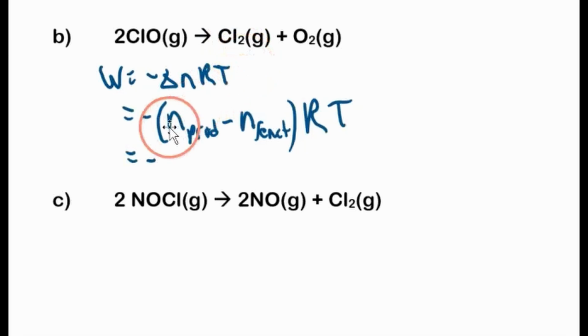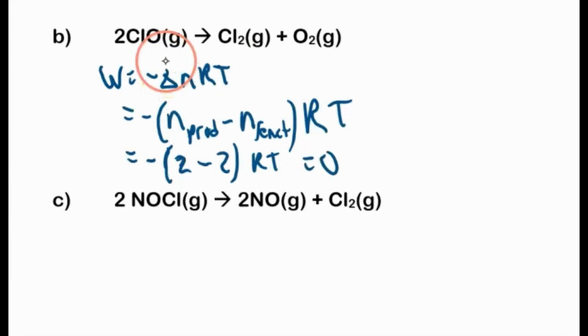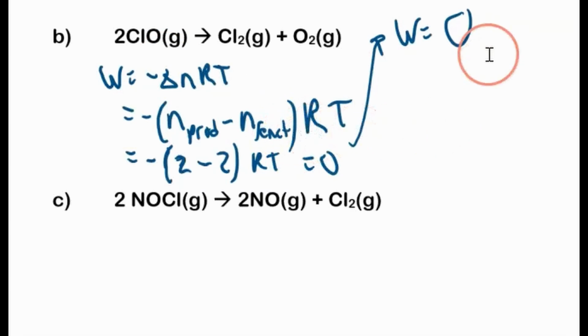Hopefully that's not confusing. Now, in the products, we have one here and one here. So there's two total. Two minus, and the reactants have two as well. There's two. We count these, we just add up all these coefficients. So there's two minus two, times RT, so that equals 0. So the work is 0. Big fat 0. So what that means is that there is no expansion or compression of the system here due to this chemical reaction.